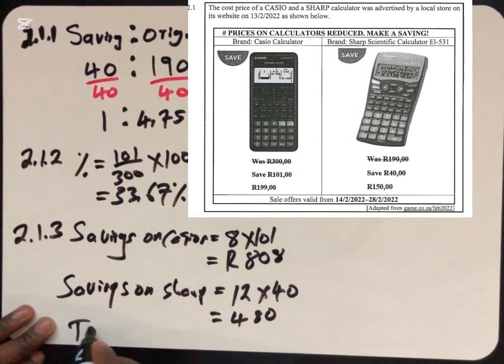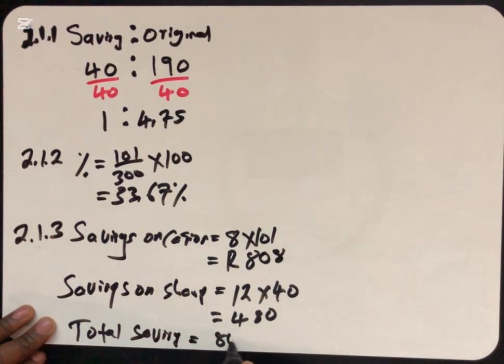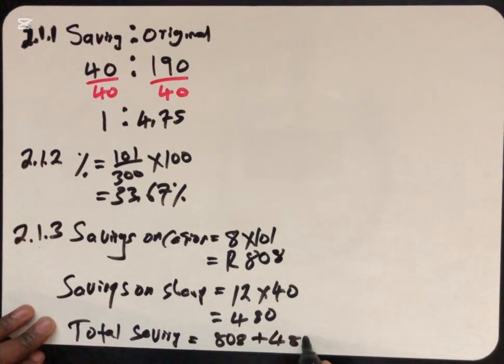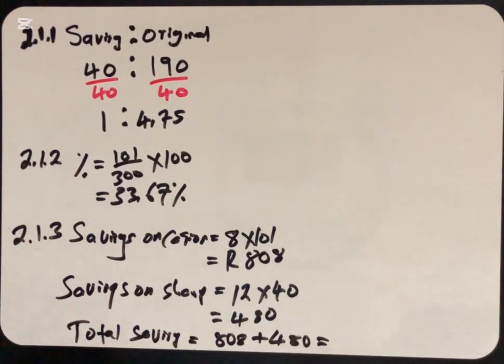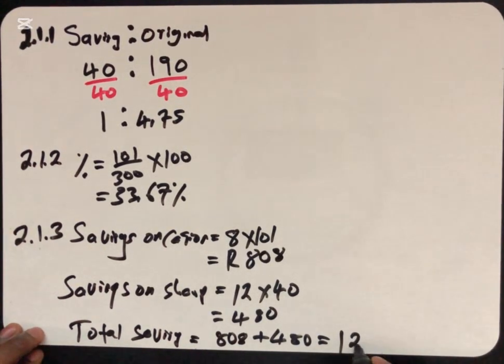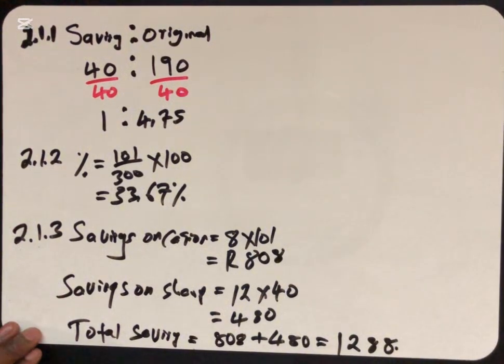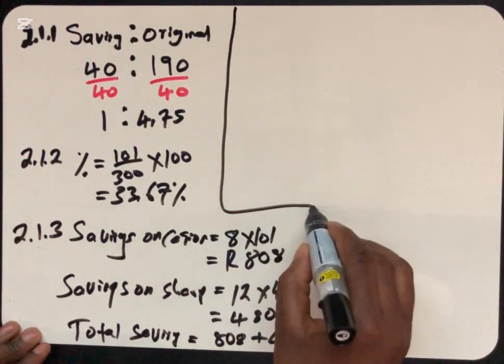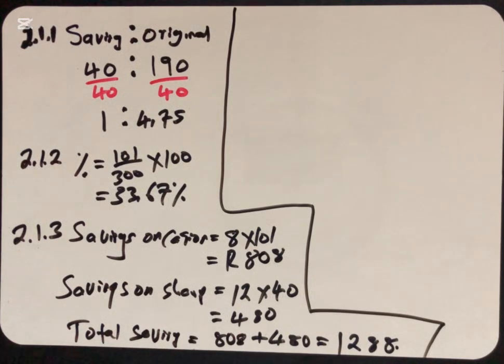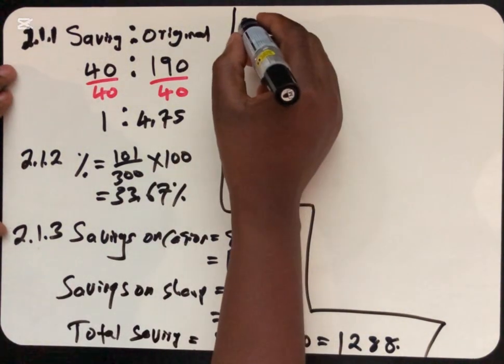So the total saving in this case is going to be 808 plus 480. We use a calculator here. 808 plus 480. We found that these learners have saved 1,288 rands. That is the total amount of money that they have saved for buying these 20 calculators, 8 of Casio and 12 of Sharp. So moving right along to 2.2.